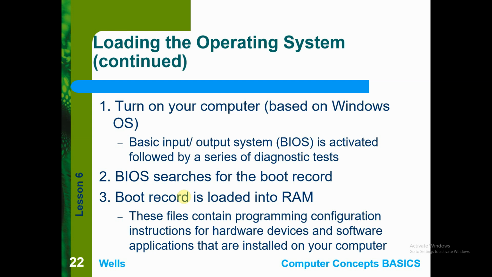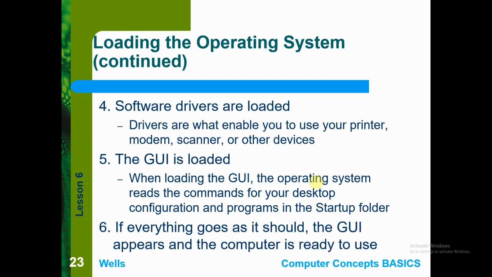The new settings are then applied. It will search for the records in the second step, and then load into RAM. This file contains the programming configuration instructions for hardware devices and other software applications installed in your computer. Once the software drivers load, you will be able to use your printer and modem, for example. Then the graphical user interface is next to load. After the OS loads, you automatically see the login screen, the graphical user interface of your system software.